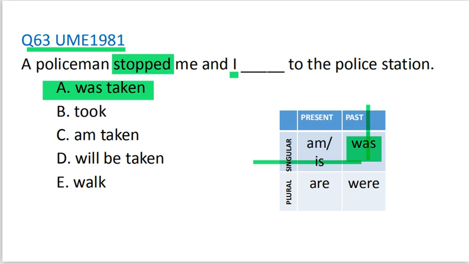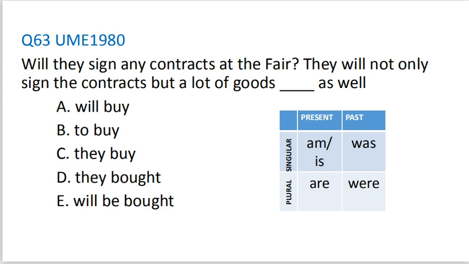Now to the last question. We have question 63, UME 1980. Will they sign any contract at the fair? But let's look at the sentence. Look at the question. Will. That makes option E our correct option. But a lot of goods will be bought. Will be bought.